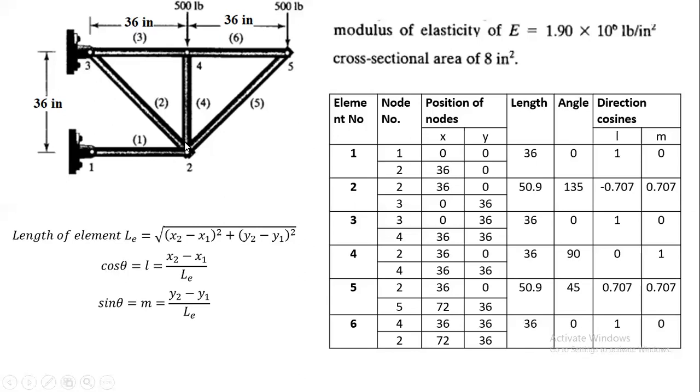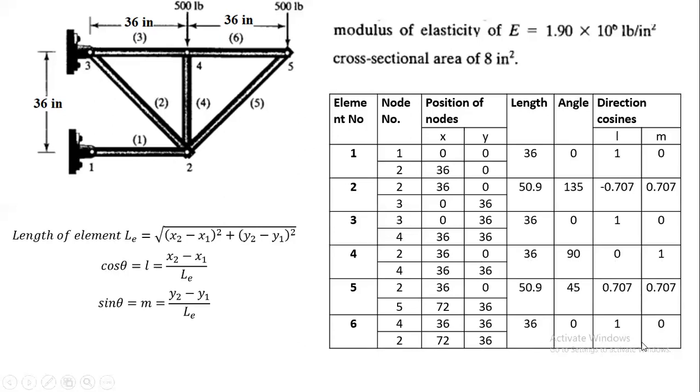For the fourth element it is vertical, the angle made by that element is 90 degrees, so cos theta is 0 and sin theta is 1. For the fifth element, it is a 45 angle, so cos theta and sin theta both are 0.707. And for the sixth element, you have 0 angle, so cos theta is 1 and sin theta is 0.